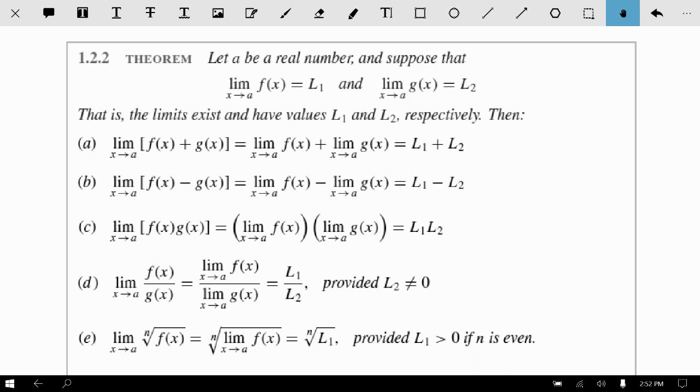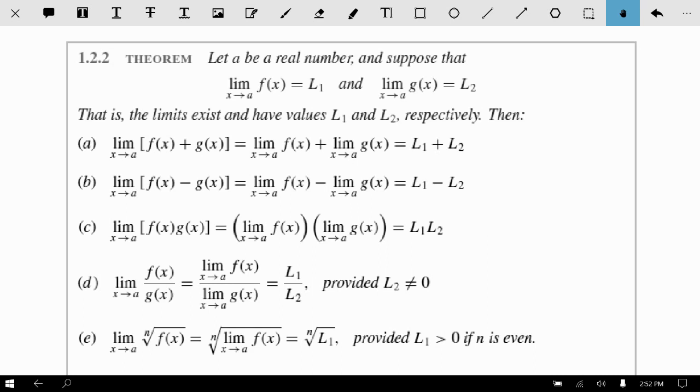So essentially, you can take the limit of a function that has multiple components or multiple terms. You can take the limit of each term independently. Same thing applies when we're looking at the difference of terms. You can see on B, if I've got the difference of terms, I can take the limit of each term independently. When we get to C, we've got the product of two functions.